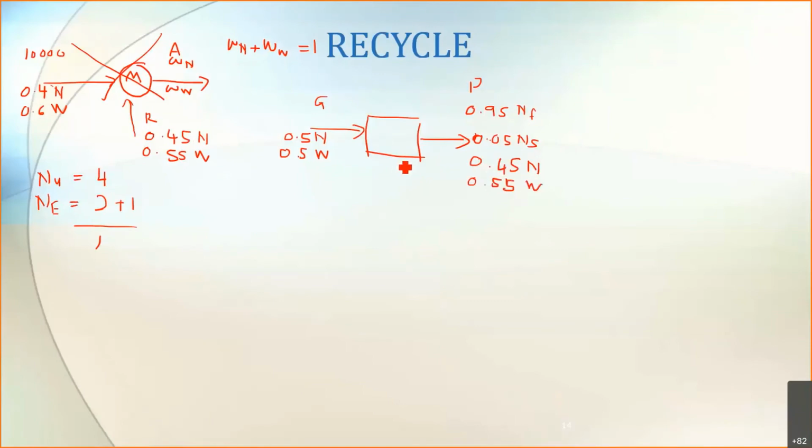And then I have my recycle going into the mixer, labeled as R, and I know that it has 0.45 NaOH and 0.55 water. The value of P is already known. I have already calculated it from our overall system, so this is no longer an unknown. P is equal to 4113.1. So the only unknowns I have here are G and R.